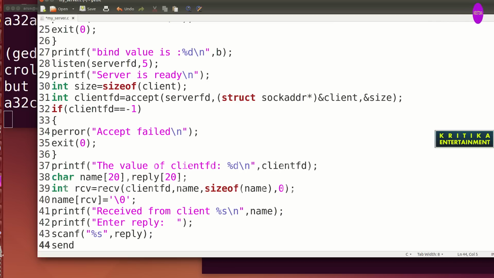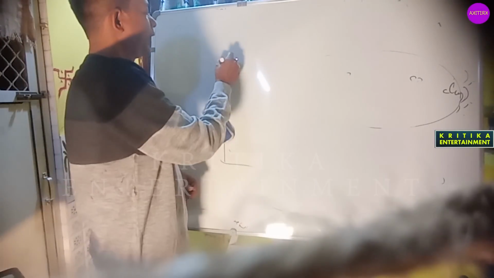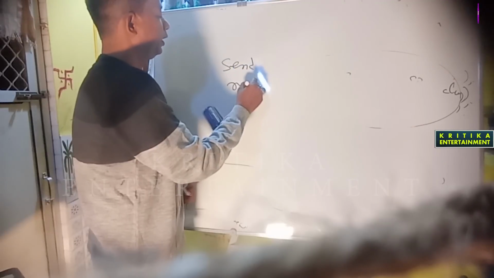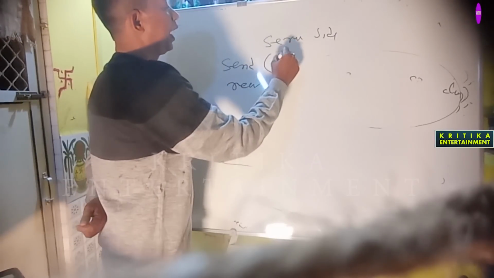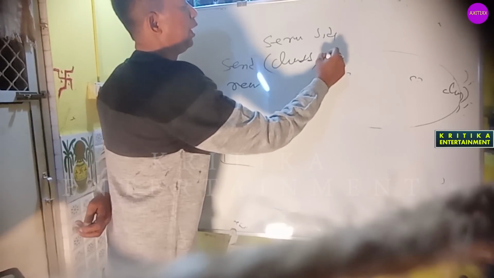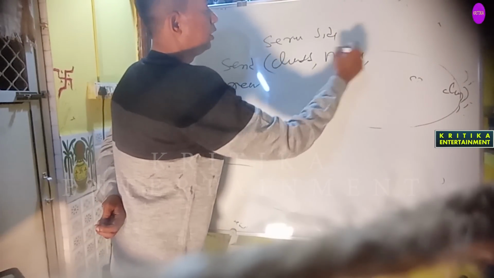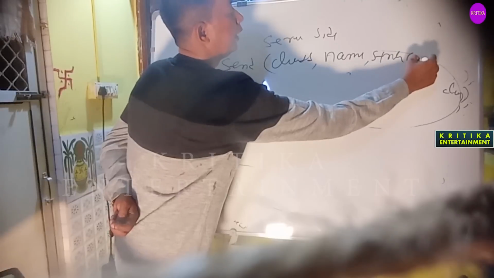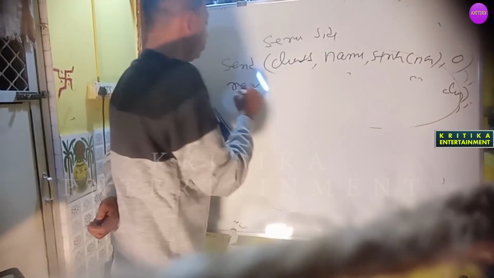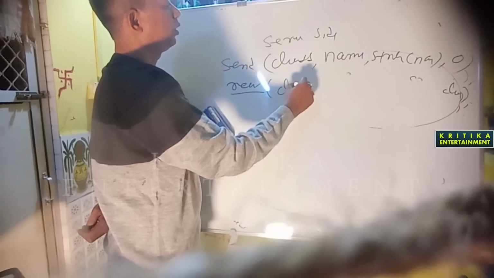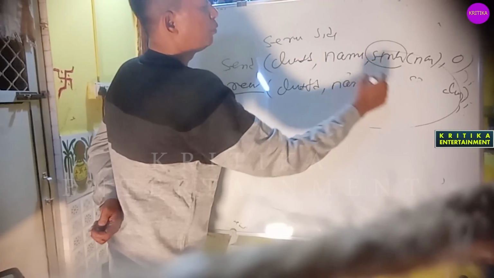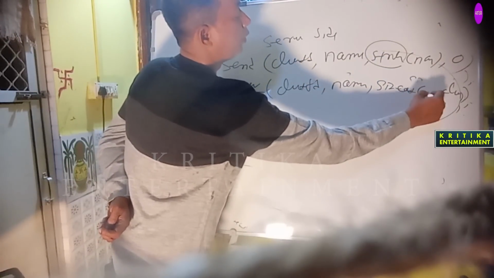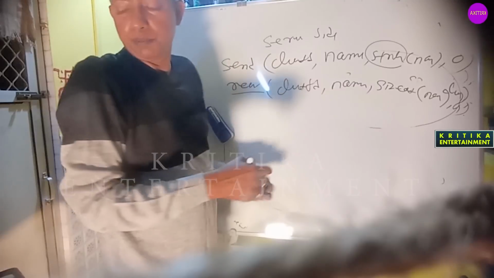I have told you what arguments are in the send function; I forgot to declare this. Send and receive are both the same. On the server side it is also client FD. The variable name, suppose name, with strlen name, and flag 0. Same in the receive function: client FD, then name. Instead of strlen in the receive function you write sizeof name, then 0. The same I have written here.